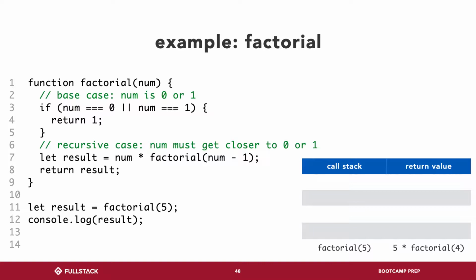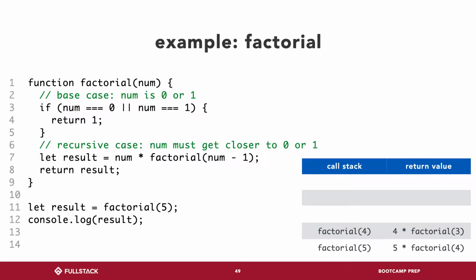Okay. So you pass 5 in here. 5 is now num. Is num 0 or 1? No, it's 5. So this is not returned. But instead, we are saying let result is equal to num times factorial of 5 minus 1, factorial of 4. And then we return that result here. So the return value, once this is done running, will be the return value of this, 5 times factorial of 4. Right? So what is factorial of 4?